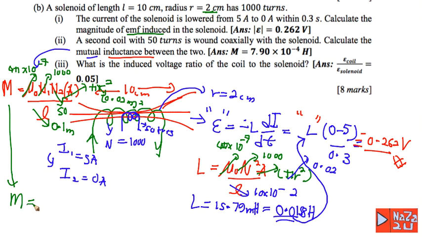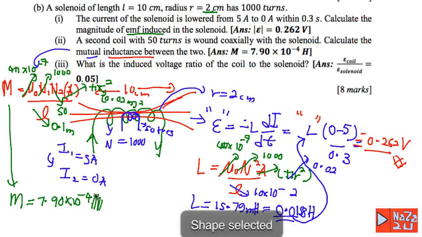You can use the calculator here. This is equal to 7.90 times 10 exponent minus 4, sorry, this is minus 4 henry, the unit for the mutual inductance.